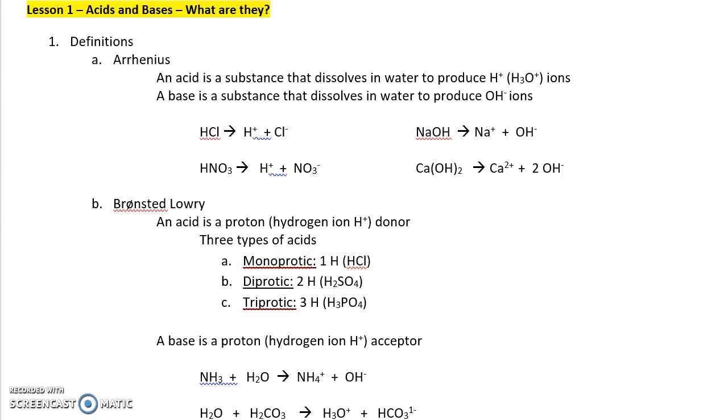So for lesson 1 here, we're talking about the definitions of acids and bases. There's two main definitions we're going to keep coming back to: the Arrhenius definition and the Bronsted-Lowry. They can kind of work together to help you figure out if something's an acid or a base, but they do technically mean different things.